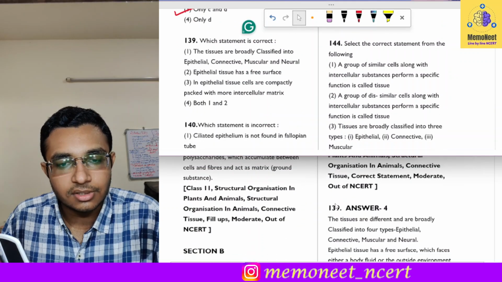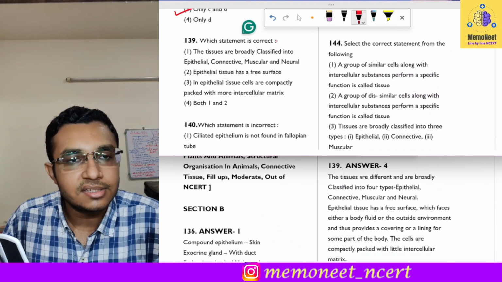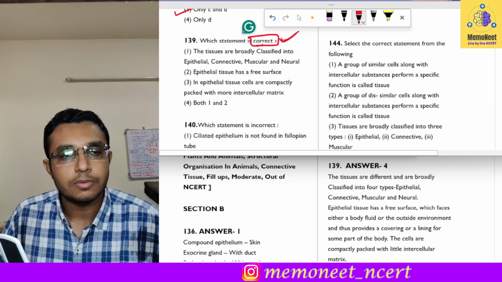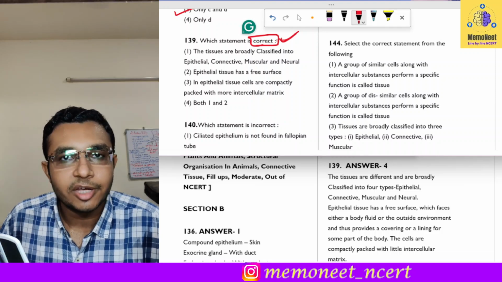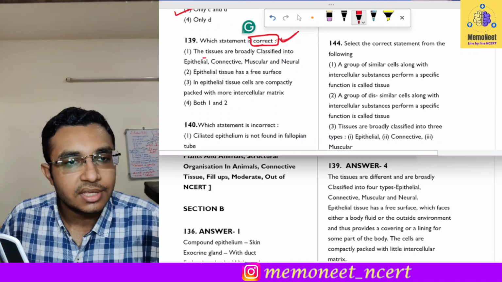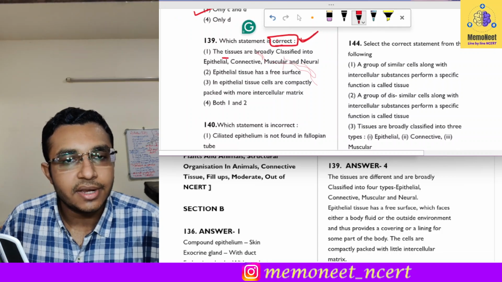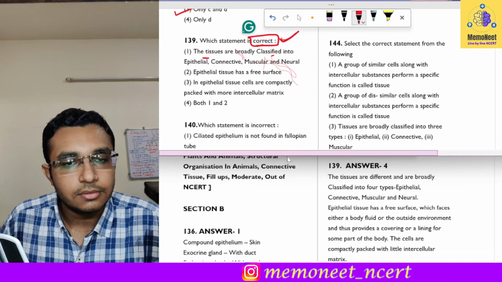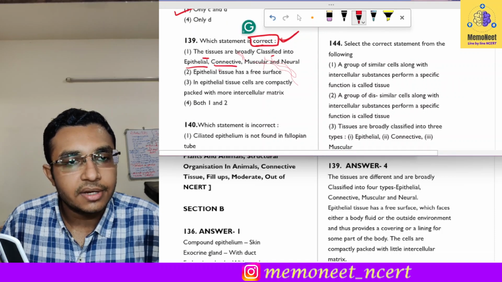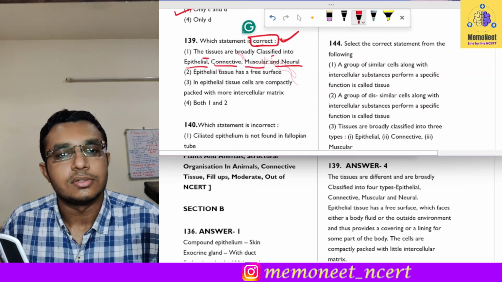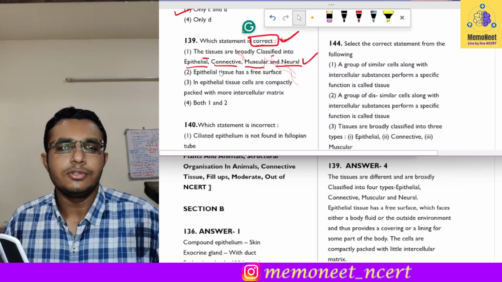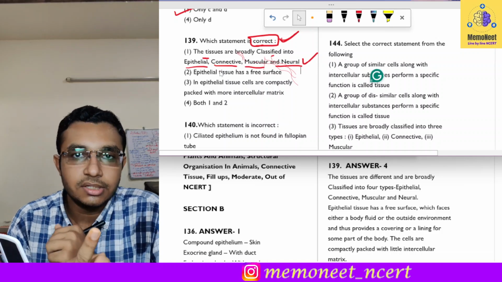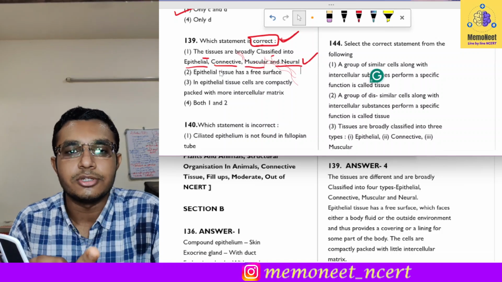The next question is question 139 and it states: which statement is correct? So we have to find which among the following 4 options is correct. Let us see them one by one. The first is the tissues are broadly classified into epithelial, connective, muscular and neural. Is this correct? Yes, the tissues are broadly classified into 4 categories. You need to remember them: the epithelial tissue, the connective tissue, the muscular tissue and the neural tissue.